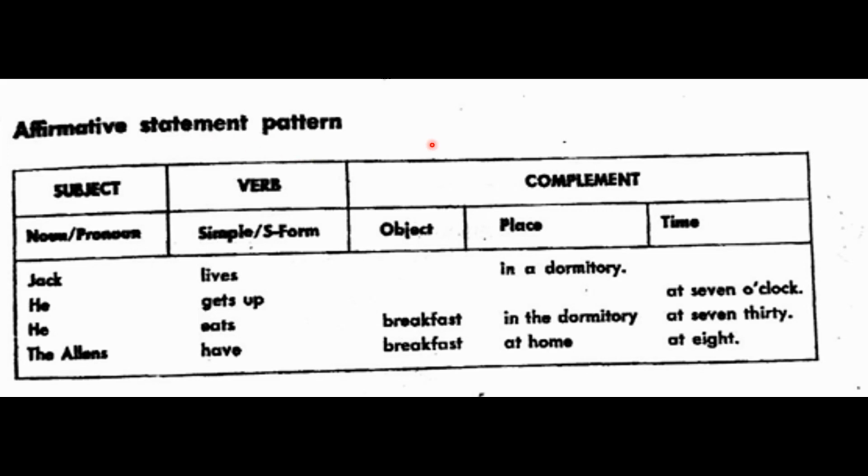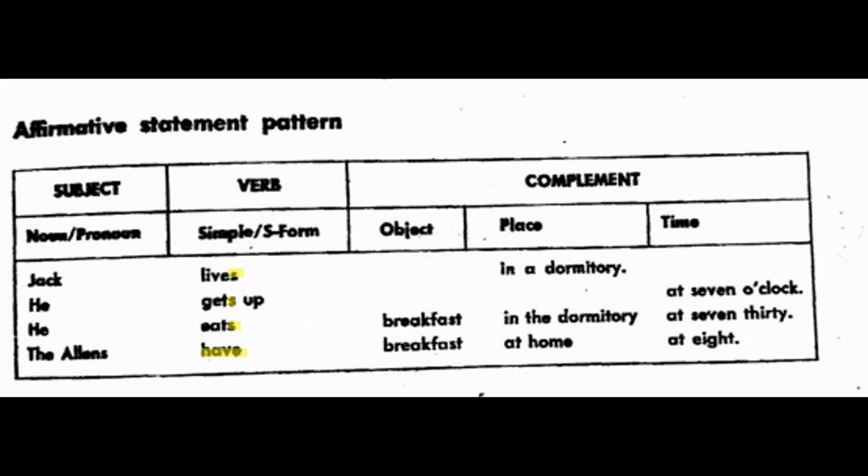Affirmative statement pattern. So statements could be affirmative, مثبتة, could be negative, منفية. So this is the word order or the statement pattern of an affirmative statement. Jack lives in a dormitory. Note that the main verb has S form. He gets up at 7 o'clock. He eats breakfast in the dormitory at 7:30. The Allens have breakfast at home.